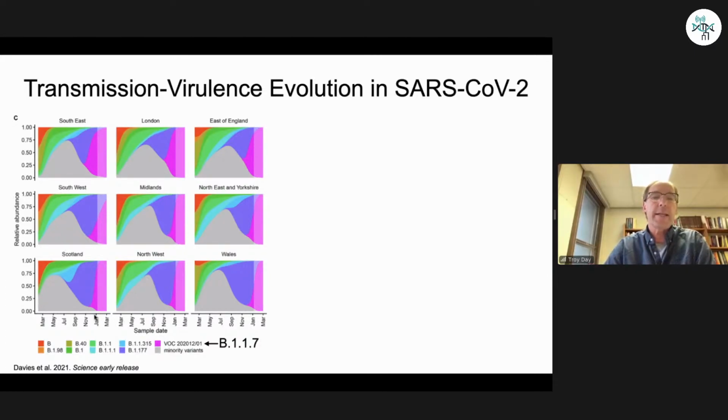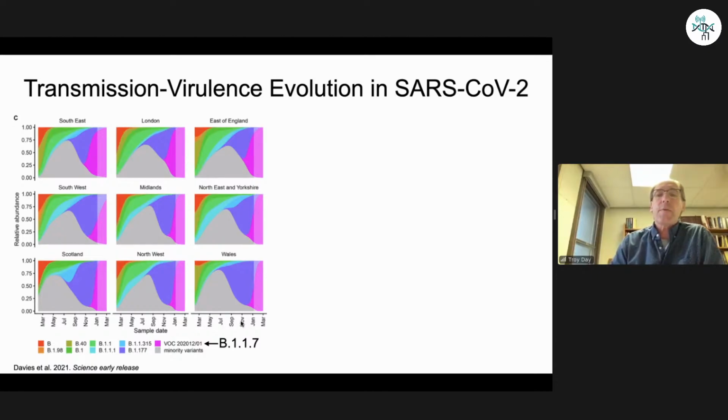So these are plots in 9 different regions in the UK, showing the relative abundance of all of these different variants shown on the bottom here. And this VOC one, that's what's known as B117 in other terminology. And the basic thing to see from this is there's lots of variability in these variants for a long period of time, but basically towards the end of last year and into the new year, this B117 variant essentially displaced everything else, suggesting it was really strongly favored at that point.